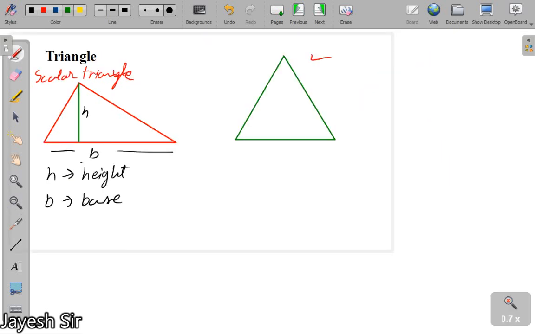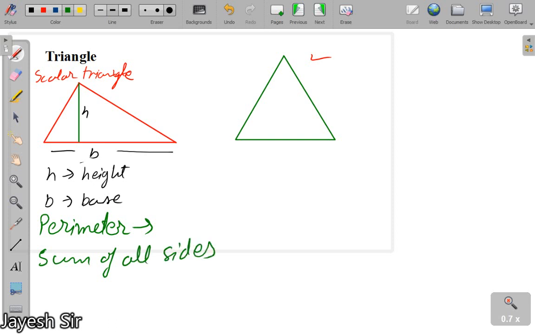Now for any triangle its parameter is quite easy. For any triangle, parameter is simply the sum of all sides. Suppose we have a triangle ABC, then we can say that parameter is AB plus BC plus CA. That is the formula for parameter, sum of all sides. You determine the length of each and every side, add all of those, and that becomes your parameter.